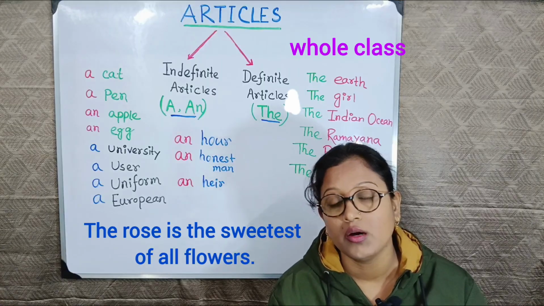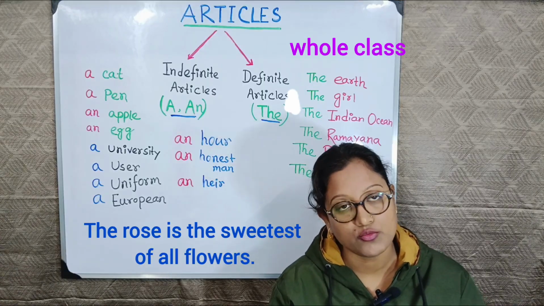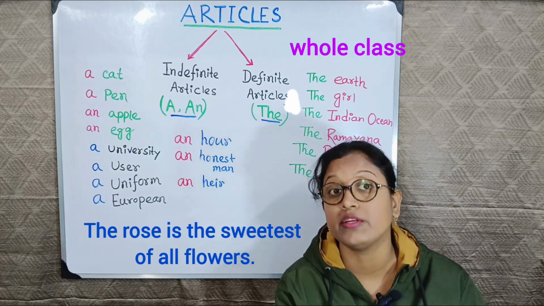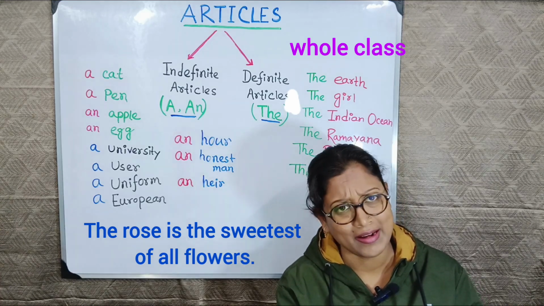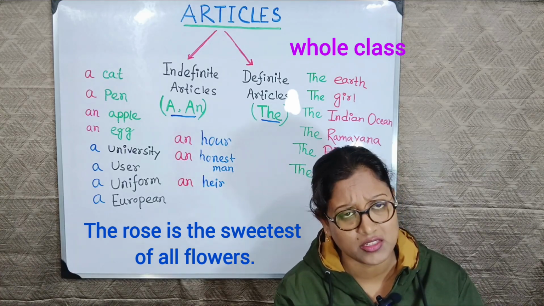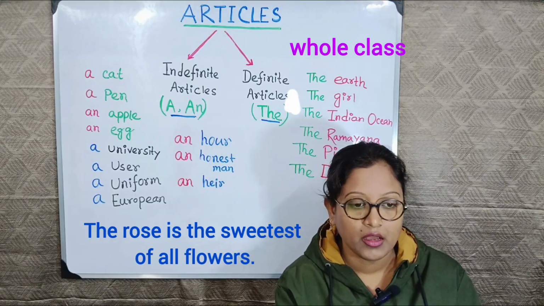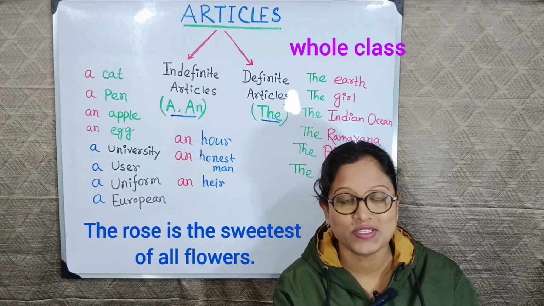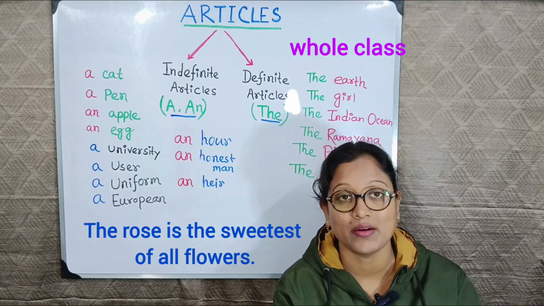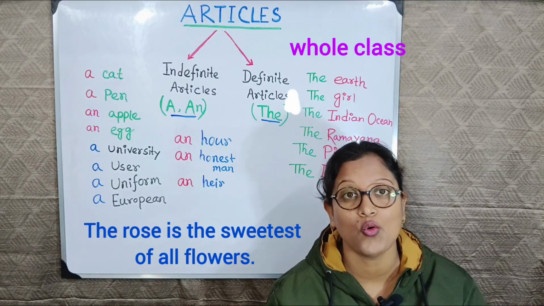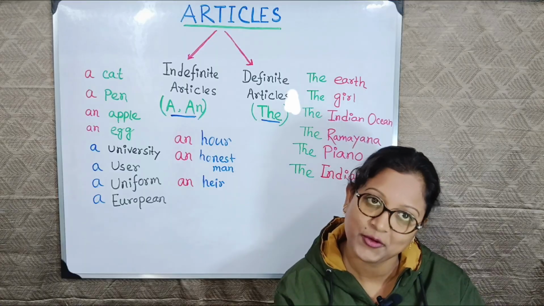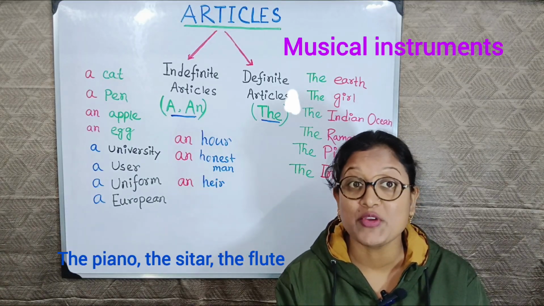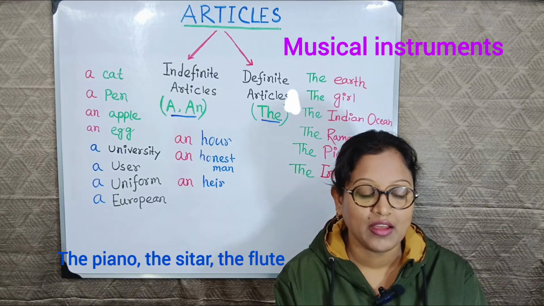Remember, the we use for singular and plural both. But one thing you have to remember is that it is denoting the particular. Clear? Particular person, particular object. Okay. The rose is the sweetest of all flowers. The rose here is not only denoting the particular, it is denoting the whole class, the whole rose class. Clear?